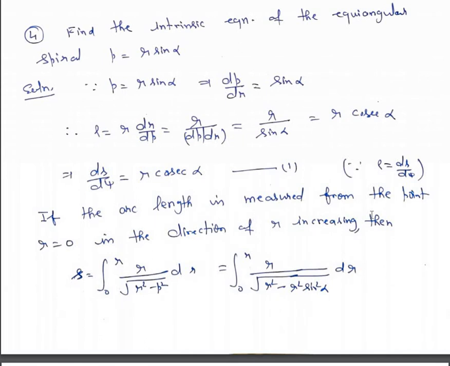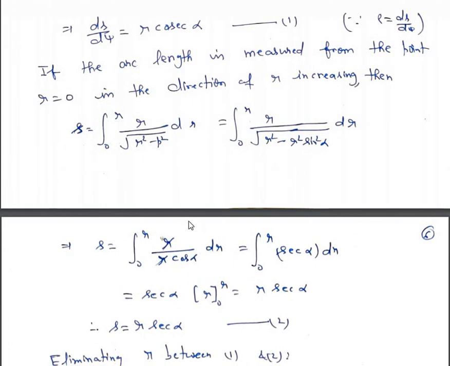Now if the arc length is measured from the point r is equal to 0 in the direction of r increasing, then S is given by the integral from 0 to r of r upon under root of r square minus p square dr. So this is the integral from 0 to r of r upon under root of r square minus, now p square is r square sin square alpha, dr. So therefore S is equal to the integral from 0 to r of r upon r cos alpha dr, which is the integral from 0 to r of sec alpha dr, sec alpha into r, which is r sec alpha. So therefore S is equal to r sec alpha.